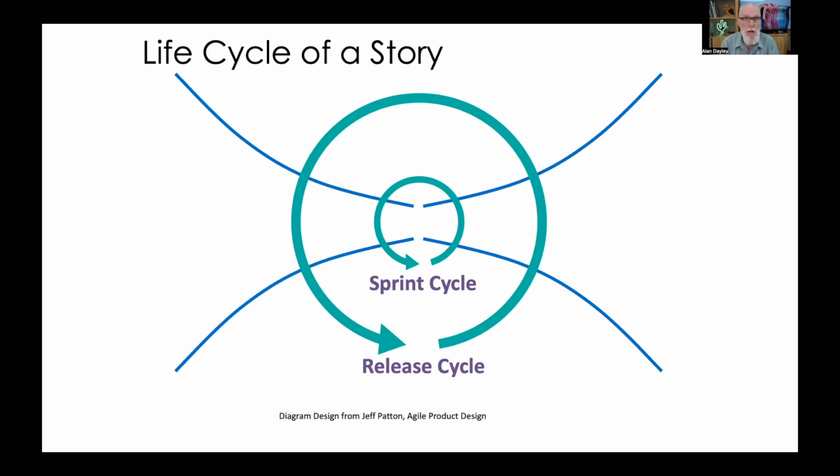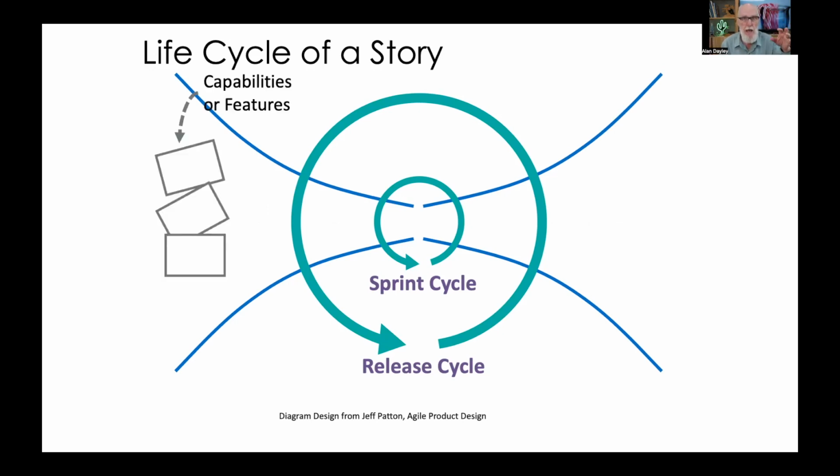Jeff Patton provided this diagram maybe 10 years ago or more. And I think this is one of the better diagrams of what a product backlog looks like and how it feeds as a pipeline from ideas all the way to working software.